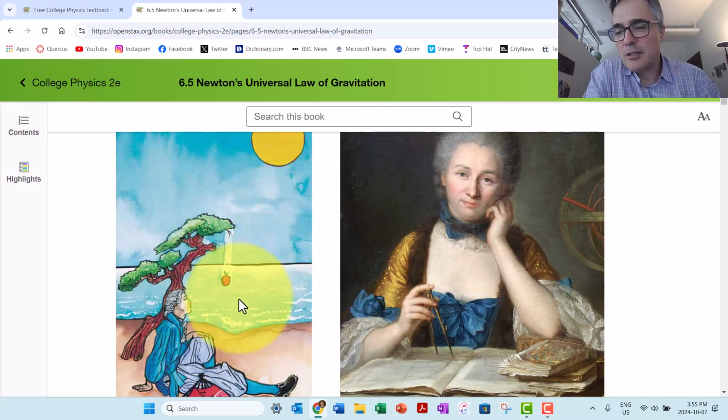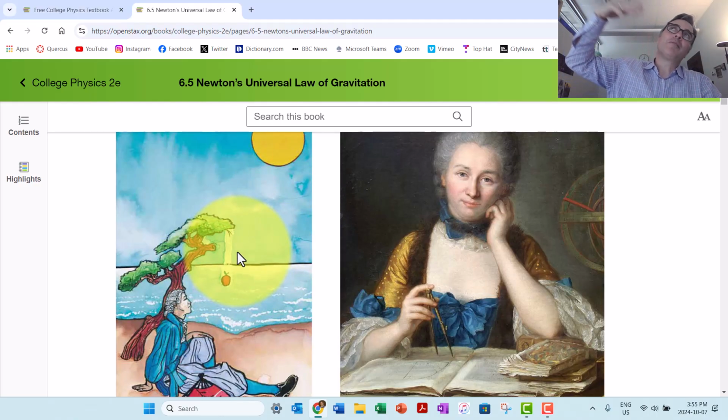Well, he thought that could be gravity. An apple apparently fell on his head, and he thought, oh, maybe the gravity reaches all the way out into space and pulls the moon towards the Earth, and that's what causes it to orbit.